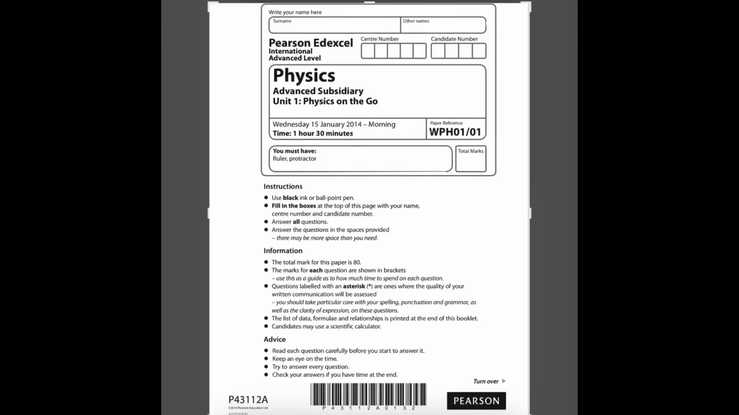Hi, this is Physics Unit 1, January 2014. Let's start. Number 1. Which of the following is a correct statement?